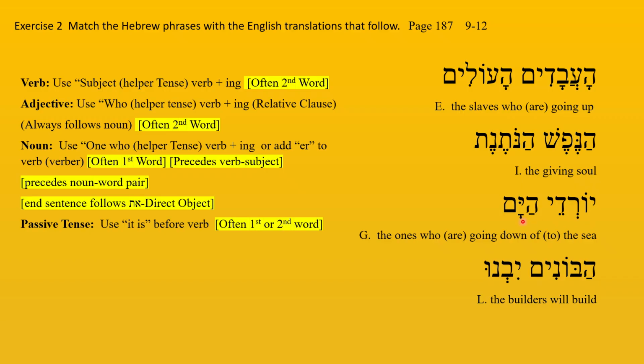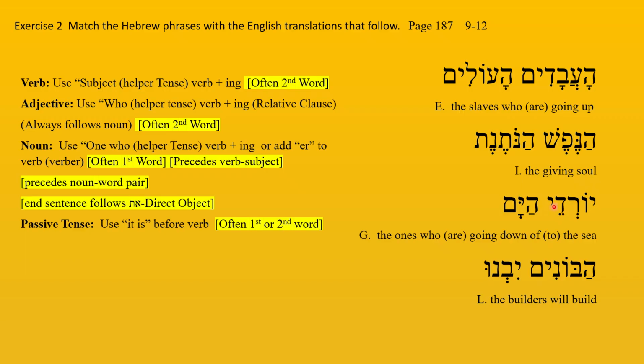Yordei hayam. Yarad is to go down, to descend. So you identified your participle in the first position. It could be the subject, could be other things, but let's look at that first. But most likely this is going to be a noun form. So if it's in a noun form, you're going to say the one who, helper tense, the one who is verbing. And you know this is plural.